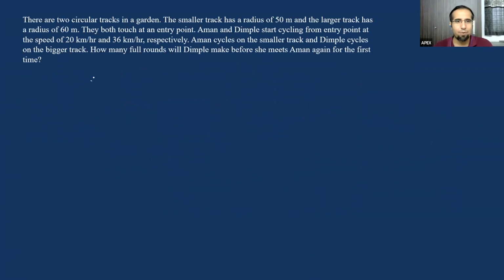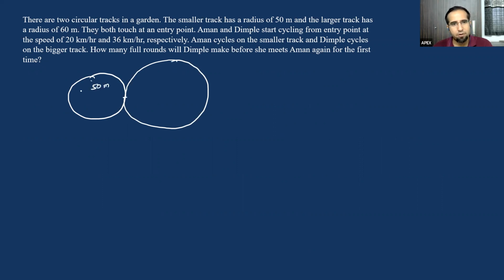Circular tracks, a very easy question. The only thing you need is calculation. There is a smaller circle and a larger circle, and both of them are intersecting at the joining point. The smaller circle has a radius of 50 meters, and the larger circle has a radius of 60 meters. Aman is running here at a speed of 20 kmph, and Dimple is running here at 36 kmph.